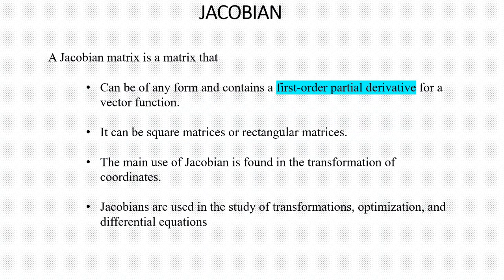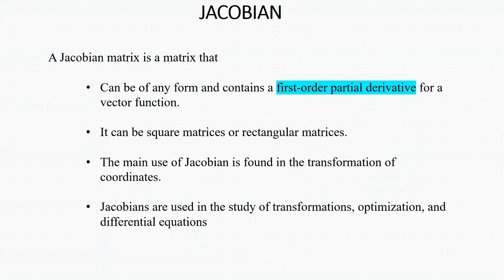Today's session is about Jacobian. A Jacobian matrix is a matrix that can be of any form and contains the first-order partial derivatives of a vector function. It can be a square matrix or a rectangular matrix. The main use of Jacobian is found in the transformation of coordinates. Jacobians are used in the study of transformations, optimization, and differential equations.